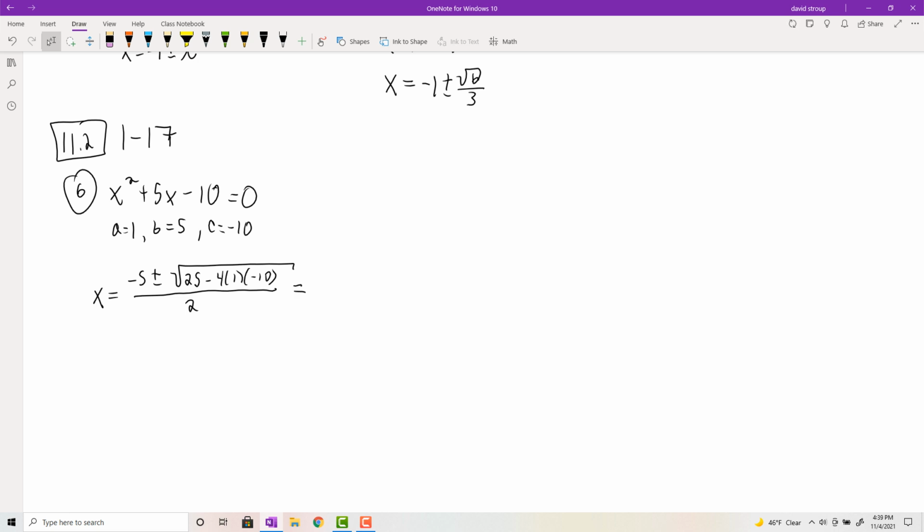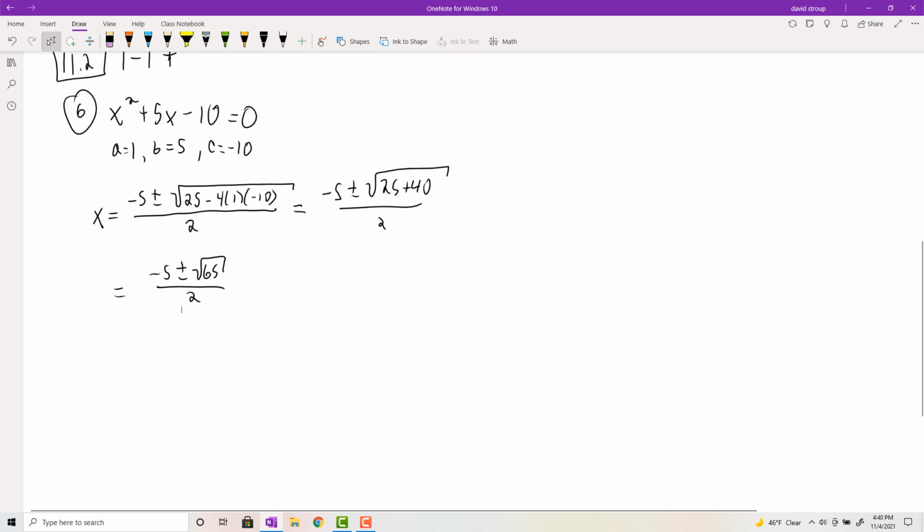Okay. This will be negative 5 plus or minus the square root of 25 plus 40, all over 2. That will be then negative 5 plus or minus the square root of 65, all over 2. And there's not anything else you really do, right? 65 doesn't have any factors that are perfect squares, so you're kind of stuck. Okay, and that will be as good as you can get it.